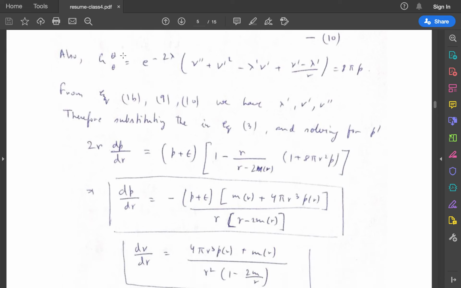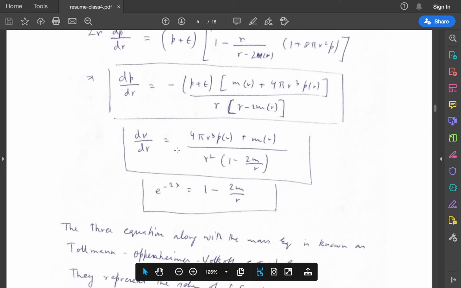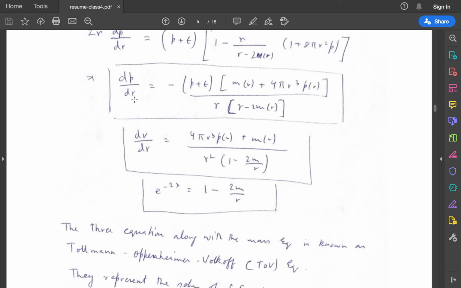I can do that with everything here, and I will come up with this equation: twice r dp by dr gives me (p plus epsilon) times (1 minus 2m of r) times (1 plus 8 pi r square p). So I can solve for dp by dr, which is given by (p plus epsilon)(m of r plus 4 pi r cube p of r) over r(r minus twice m). These are the other two equations that we have derived. The whole three equations give us how the pressure changes along the radius of a star, how nu changes with r along the radius of the star, and how lambda changes along the radius of the star.